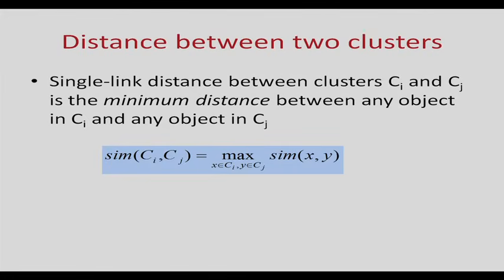So, in single link, the distance between clusters Ci and Cj is the minimum distance between any object in Ci and any object in Cj, or the maximum similarity of one object in Ci with one object in Cj, which is given by this formula: Sim(Ci, Cj) equals max over x belonging to Ci, y belonging to Cj, of sim(x, y).